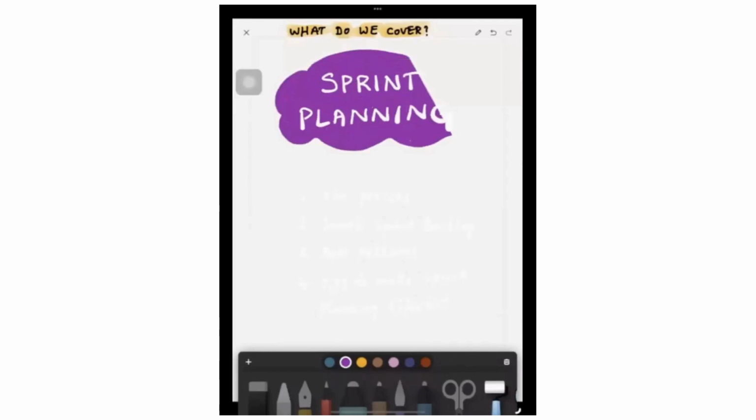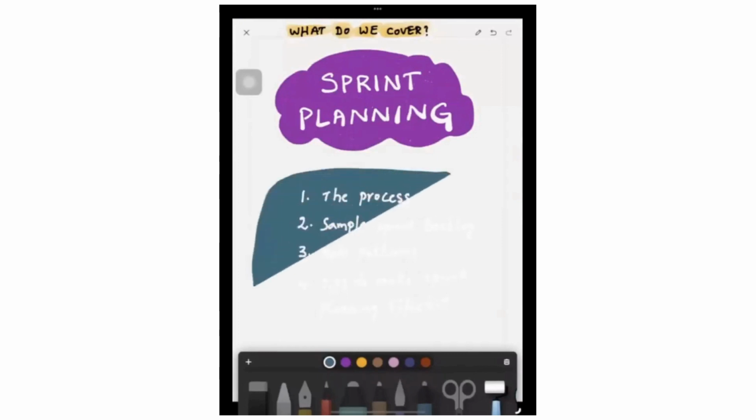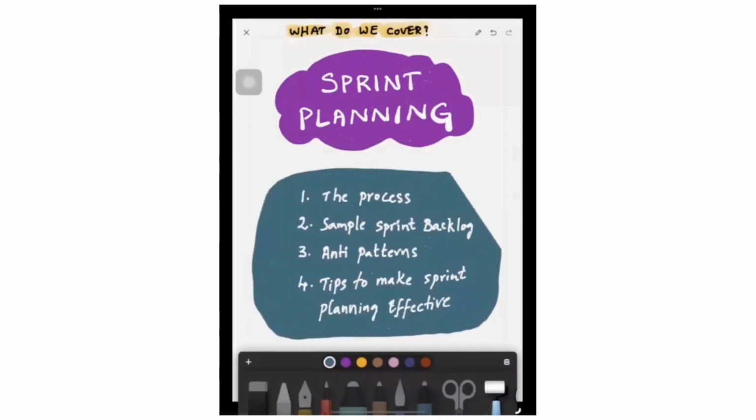In this video, we're going to talk about sprint planning, one of the events of Scrum. We are going to explore the process of sprint planning, a sample sprint backlog, how it looks like, some anti-patterns of the sprint planning, and some tips to make the sprint planning effective. So let's start.